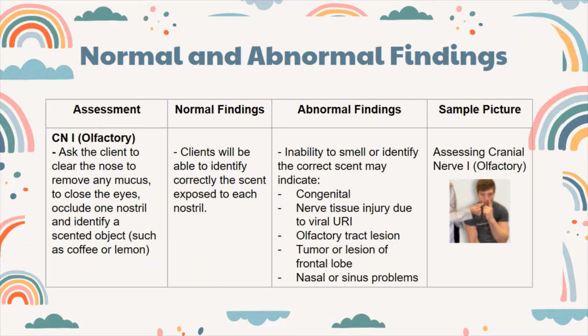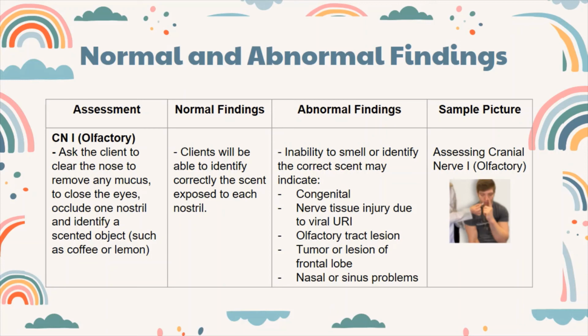For the normal and abnormal findings, first is to assess cranial nerve number 1, the olfactory. Ask the client to clear the nose to remove any mucus, close the eyes, occlude one nostril, and identify scented objects such as coffee or lemon. Normal findings: the client will be able to correctly identify the scent exposed to each nostril.